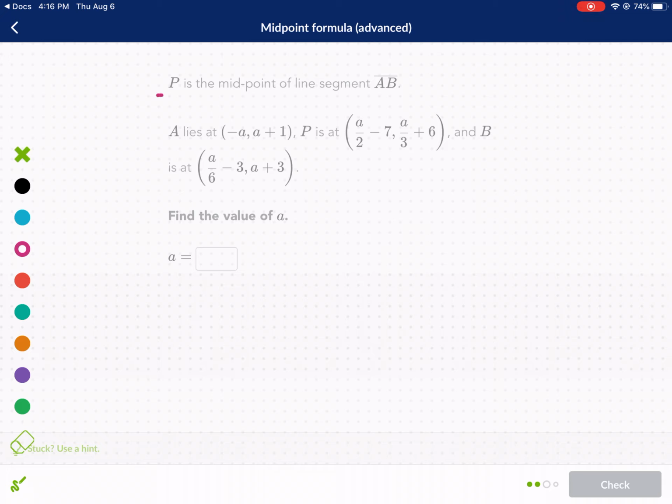So first we know that this is the midpoint. So we're going to call this XM, YM. Okay. Midpoint of segment AB. So these are our endpoints. Let's call this x1, y1, and we'll call this guy x2, y2. Find the value of A.